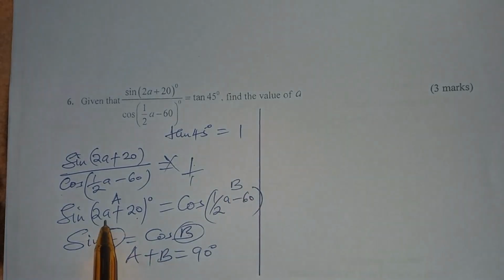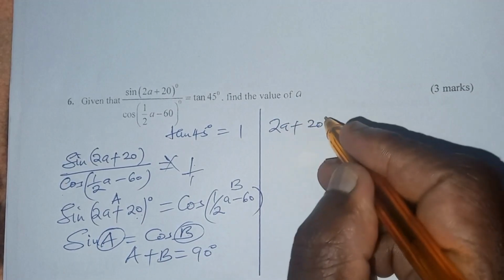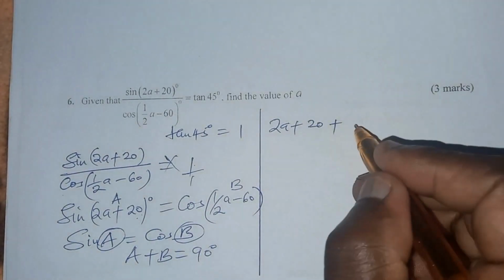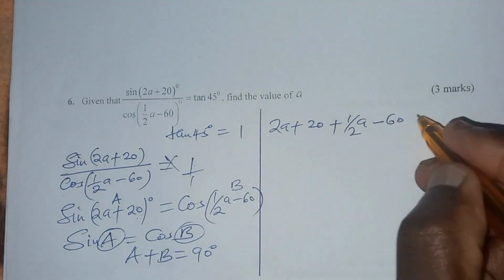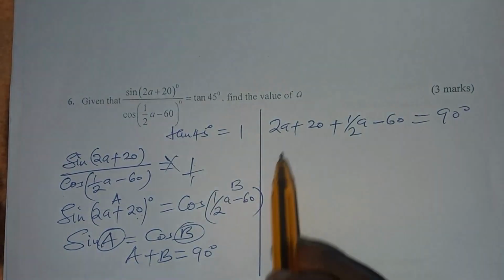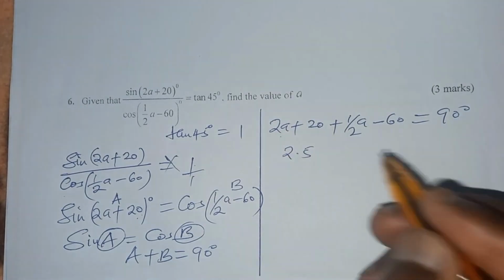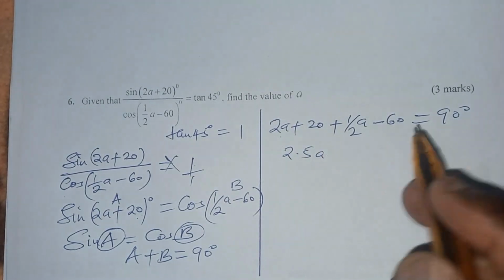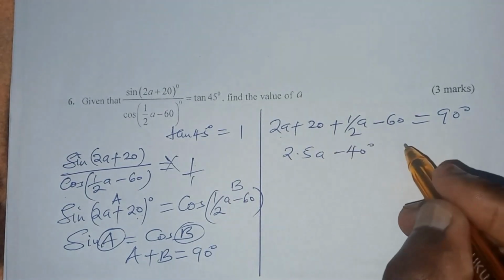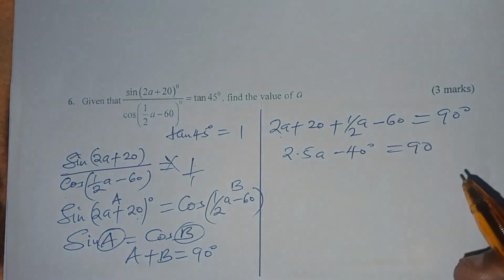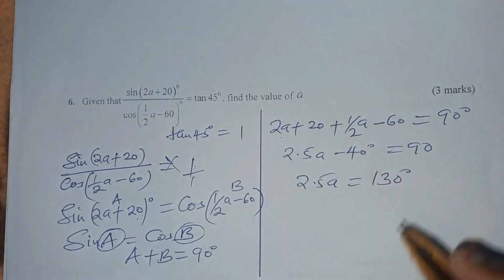So that means if I take 2a plus 20 plus half a minus 60, if I add those angles, I should get 90 degrees. So like terms, 2a plus half a will give 2.5a. Then 20 minus 60 will give negative 40 degrees, and this should give 90 degrees. So 2.5a is equal to 130.